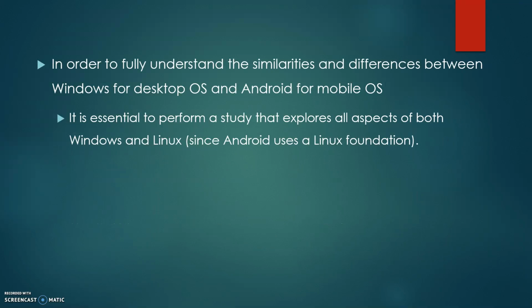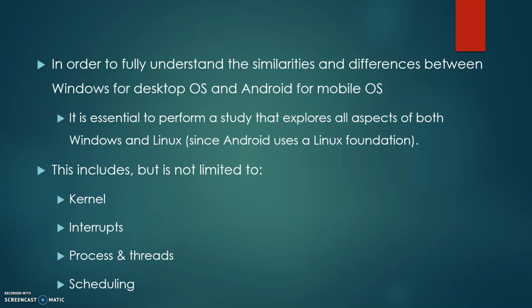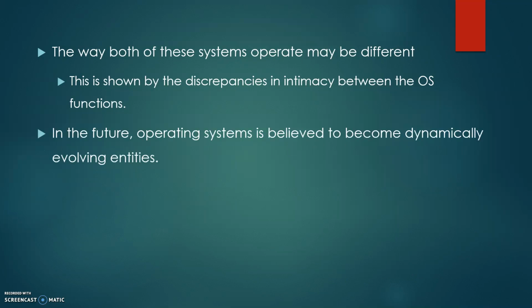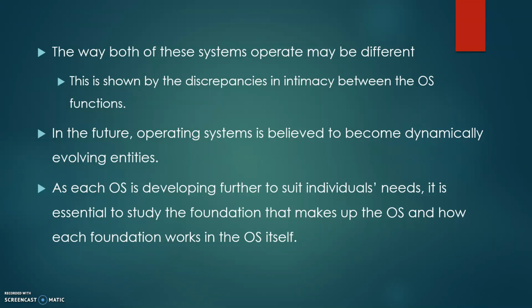So as a conclusion, in order to fully understand the similarities and also differences between Windows OS and Android OS, it is very important to form a study that explores all aspects of both Windows and Linux. This includes, but is not limited to, the kernel, interrupts, process and threads, and scheduling. The way both of these systems operate is different, and this is shown by the disparities in intimacy between the OS functions. In the future, OS is believed to become dynamically evolving entities. So as each OS is developing further to suit everyone's needs, it is essential to study the foundation that makes up the entire OS and how each foundation works in the OS itself.